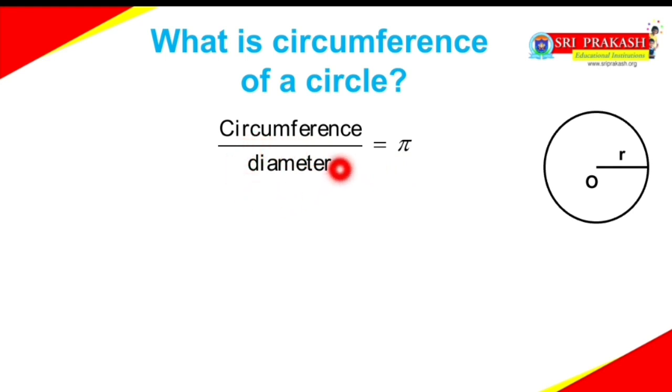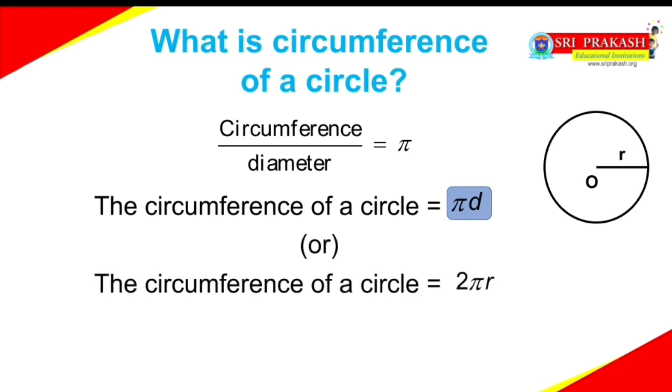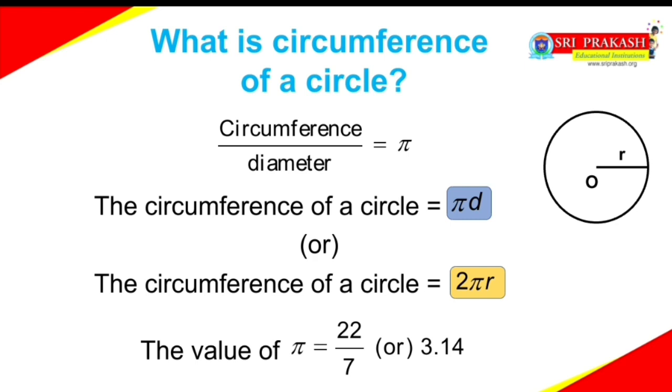Now let us shift the diameter from LHS to RHS. Then we get the circumference of a circle is equal to pi into d. Here d is the diameter of a circle. Or we can also write the circumference of a circle in terms of radius, that is 2 pi r. Here the value of pi is either 22/7 or 3.14.